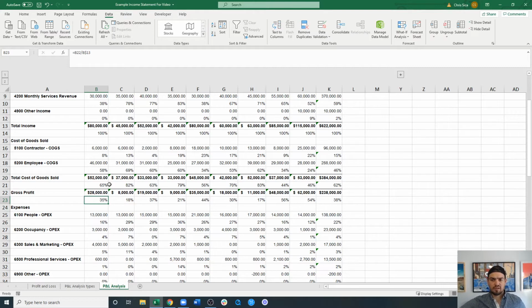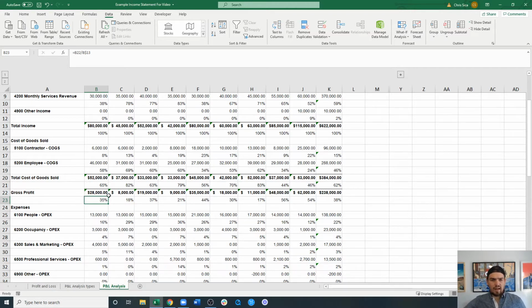The way I interpret this is that of every dollar of revenue that was brought in January, 65 cents went to paying our contractors and our employees in billable work. And then we kept 35 cents of every dollar in order to cover our overhead and pay our non-billable employees.